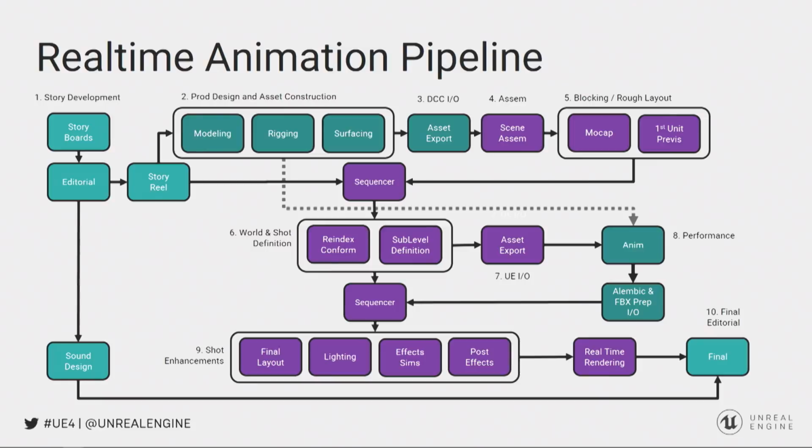But ultimately, that scene assembly would be fed into your blocking and rough layout phase, that they could use to construct your first unit previs and also feed that data into Sequencer, where it will again get reconformed and prepped and all of your level sequences constructed. And then, again, it ties in with your asset export, goes into animation, they provide the performance, and it comes back into the engine again. So everything that's purple is Unreal, everything that's teal is a traditional process. And then ultimately it goes into your shot enhancement phase and so forth.